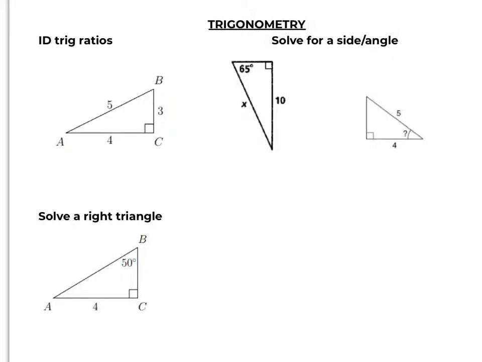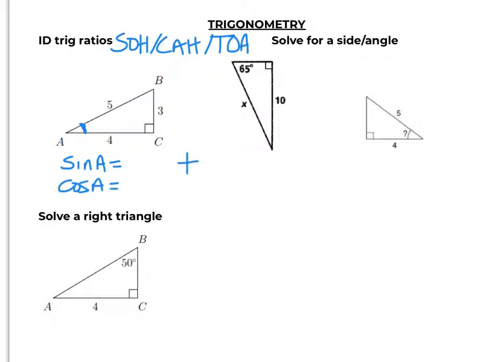We're going to review our trig unit for the final. So the first thing we started with was identifying the trig ratios. Remember, we use SOH CAH TOA. So I just choose one of these two angles and let's do A. So I'm going to find sine of A, cosine A, and tangent A.